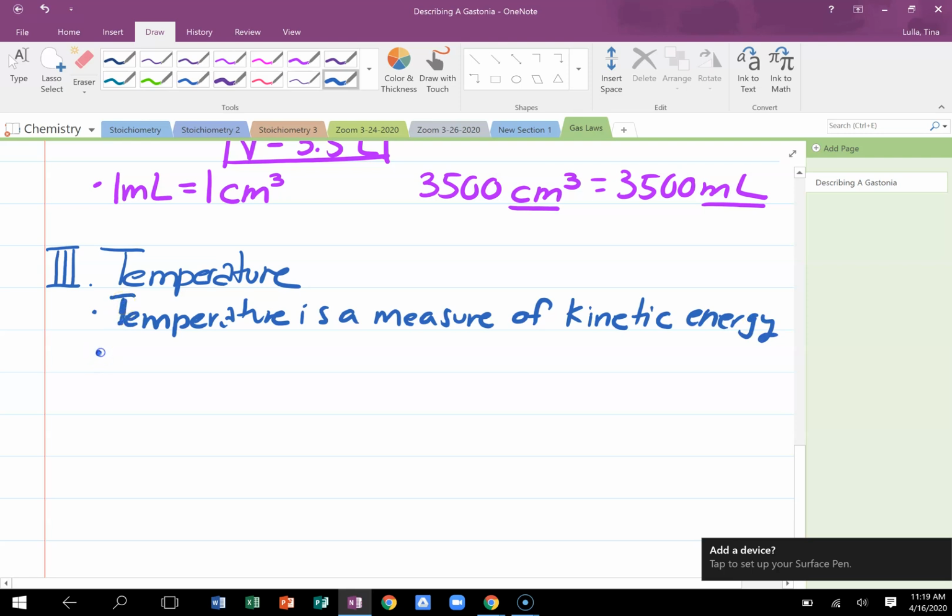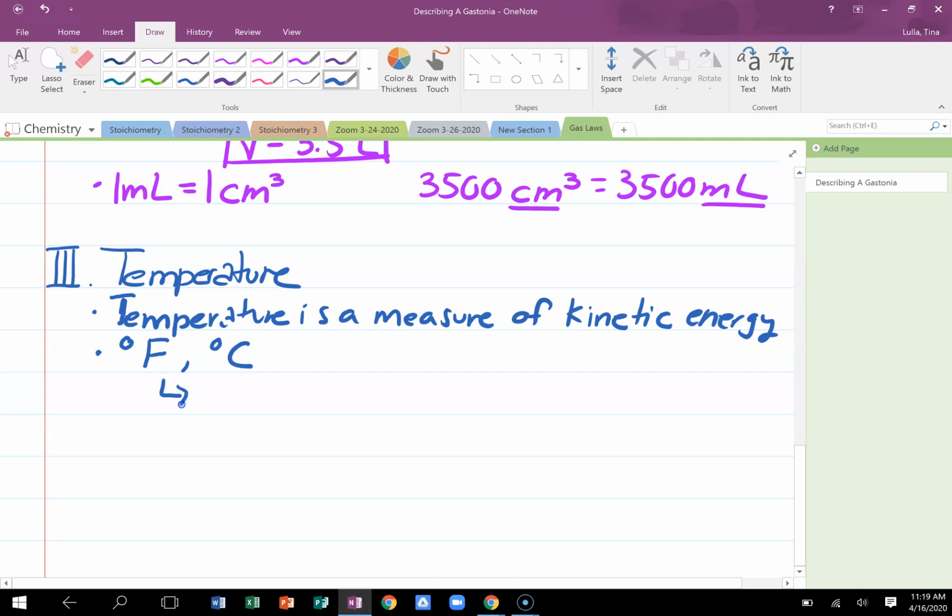But in terms of actually measuring temperature, you know that we use a thermometer to do that. And you know that we normally measure temperature in degrees Fahrenheit or degrees Celsius. And you might even know that in science, we really focus on degrees Celsius, which is the metric unit. Fahrenheit is what we use in the United States every day when we report our weather. But in science, we always use the Celsius scale.